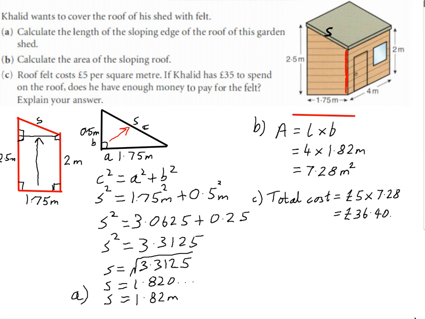Now you have to go back to the question. So it says if Khalid has £35 to spend on the roof, does he have enough money to pay for the felt? So us working out the price of the felt doesn't actually answer the question. So £36.40 is more than £35, so no, he does not have enough. Doesn't have enough money. He is £1.40 short.